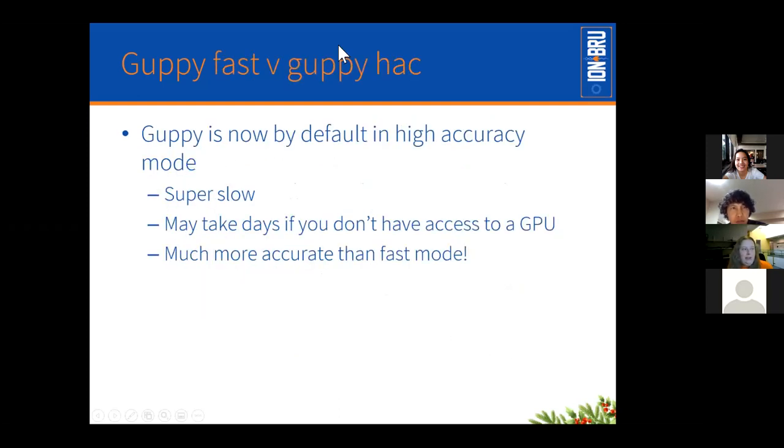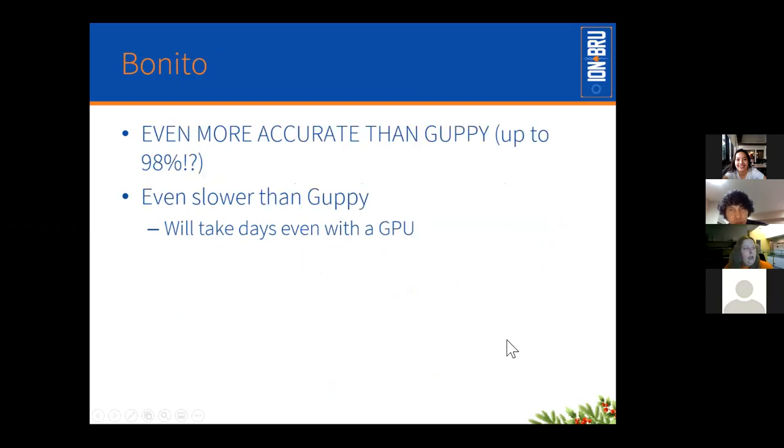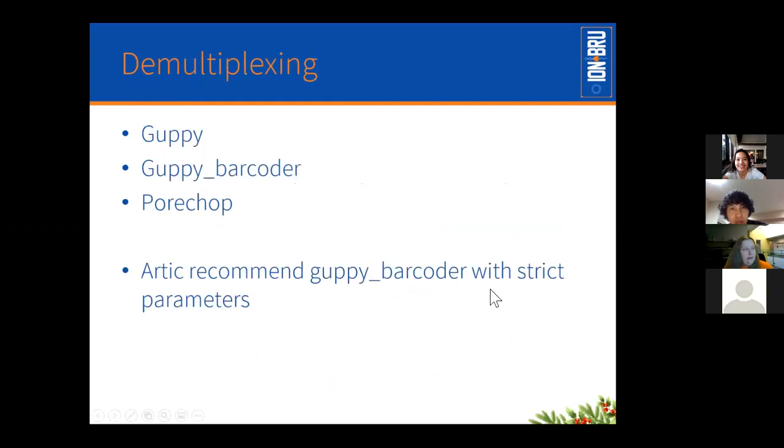Guppy fast is what you would use if you're doing real-time sequencing, but then later on you want to do the high accuracy because it is much more accurate. If you don't have access to a GPU, this is really slow, but it's probably worth it for the accuracy. Bonito is even more accurate. Even with a GPU, this takes days. It's a pain, but it's really accurate. With the latest chemistry and Bonito, you can get up to 98% accuracy, which is completely bonkers. Like, this is really nice.